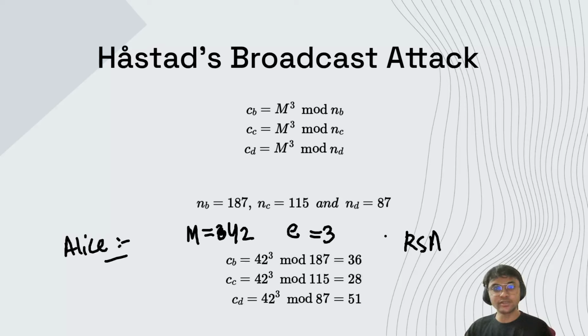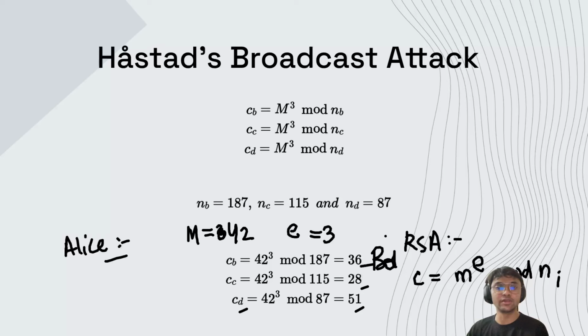Again, in RSA, we compute the ciphertext as M raised to E mod N, in this case Ni, and this is what we are doing. So for Bob, it's 42 raised to 3 mod 187, because we chose the modulus to be 187, and it gave us the result 36. For C sub C, the ciphertext is 28, and for C sub D, the ciphertext is 51. These are the ones sent to Bob, Carol, and Dave respectively.